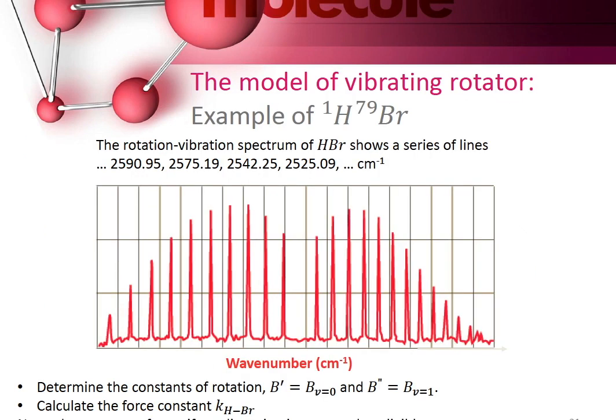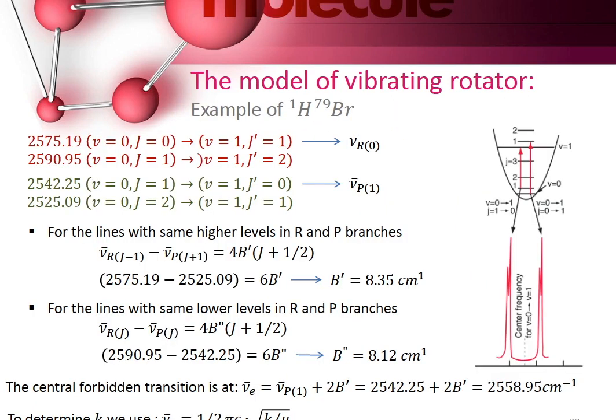Now he's asking also here to calculate the force constant. If you recall, in the vibrational case, the frequency is given by 1 over 2 pi square root of K over mu. But this means that we need to actually just have the information on this frequency, which comes from the vibration.